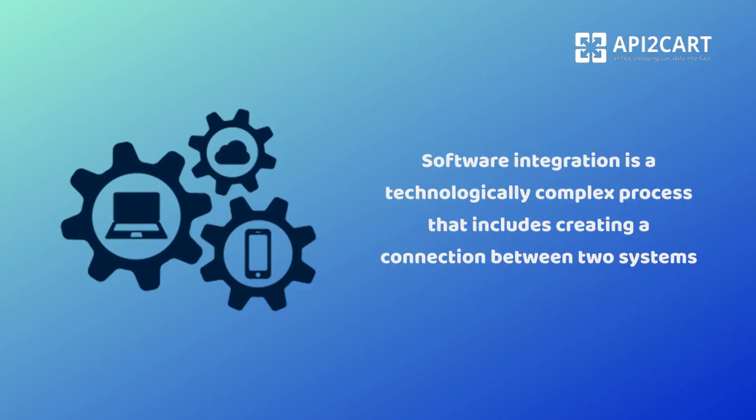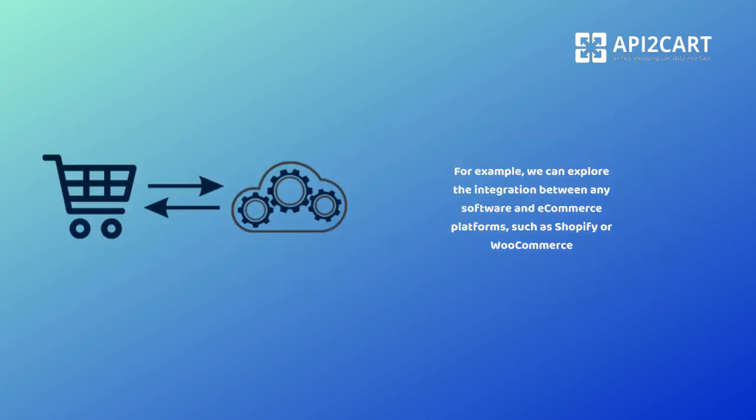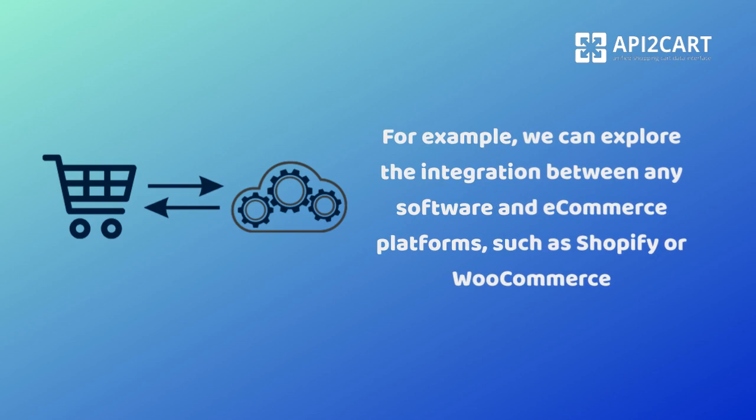Software integration is a technologically complex process that includes creating a connection between two systems. Such integration is important for different industries and companies as it allows keeping data in synchronization between multiple software products. For example, we can explore the integration between any software and e-commerce platforms, such as Shopify or WooCommerce.